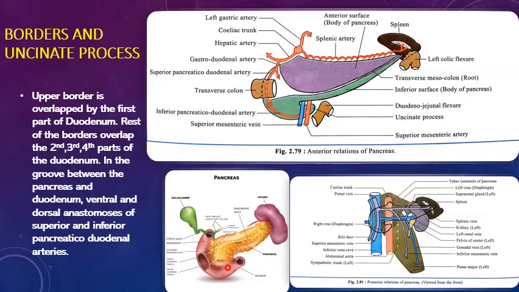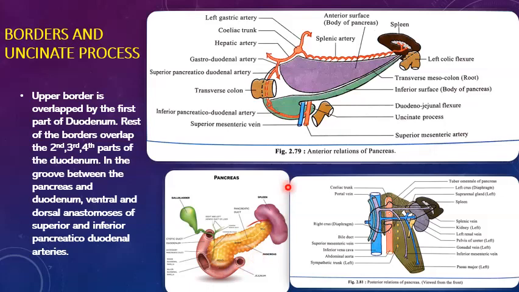That means anteriorly as well as onto the posterior surface, there are ventral and dorsal anastomoses between the superior and inferior pancreatico-duodenal arteries. So those anastomoses are seen in the groove between the duodenum and the pancreas, right?